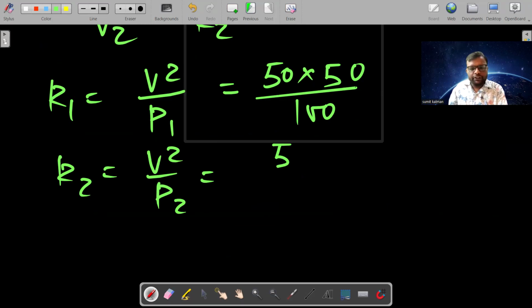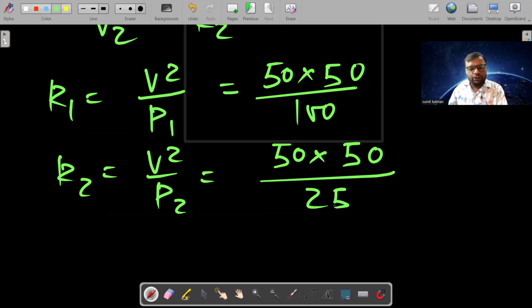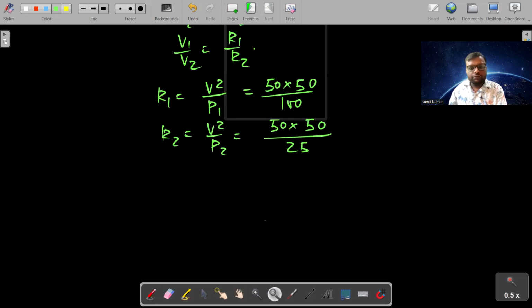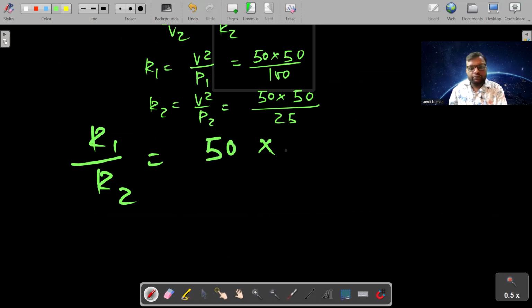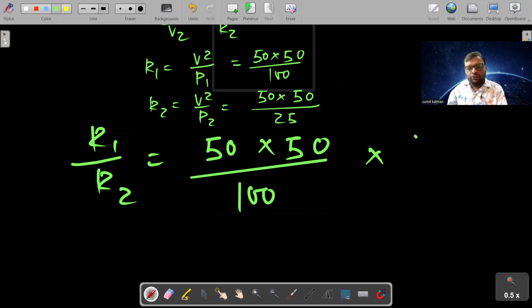So it is again 50 into 50 upon power, which is how much? 25. Take the ratio R1 upon R2. So here it will become R1 upon R2 equals 50 into 50 upon 100 into 25 upon 50 into 50.